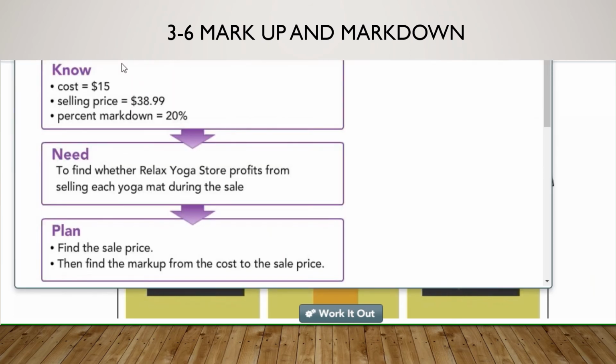Here is the information we know. We know the original cost of the mat is $15. The selling price is $38.99. The percent markdown is 20%. What we need to find out is whether Relax Yoga Store profits from selling each yoga mat during the sale. Our plan is to find the sale price, then find the markup from the cost to the sale price.